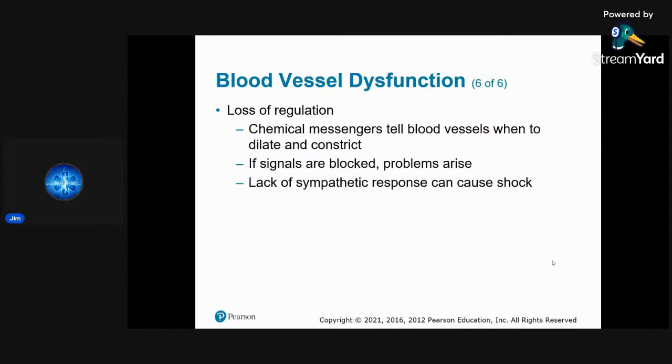We can have a loss of regulation. Chemical messengers tell the vessels when to dilate and when to constrict. If for some reason the signal gets blocked, like trauma or infection, problems can arise. Maybe your pressure is dropping and it doesn't get the signal to constrict, so it just stays the same, and your blood pressure will keep dropping. Lack of sympathetic response can cause shock.